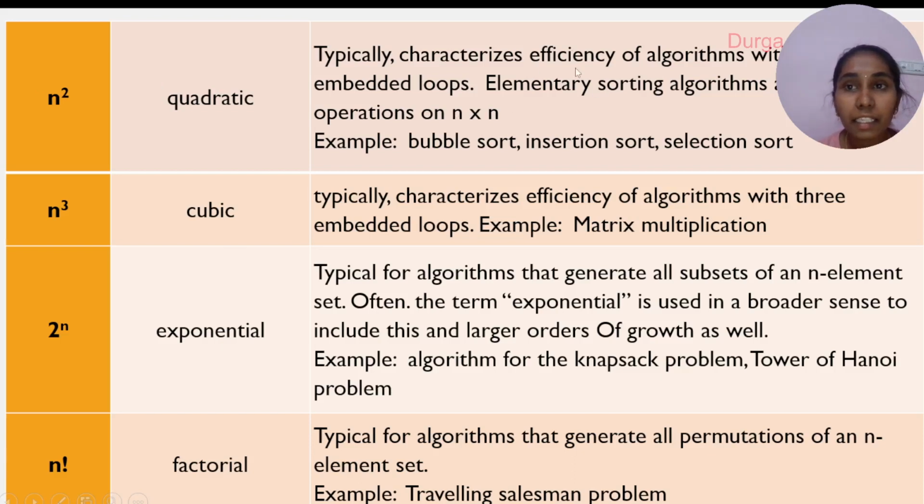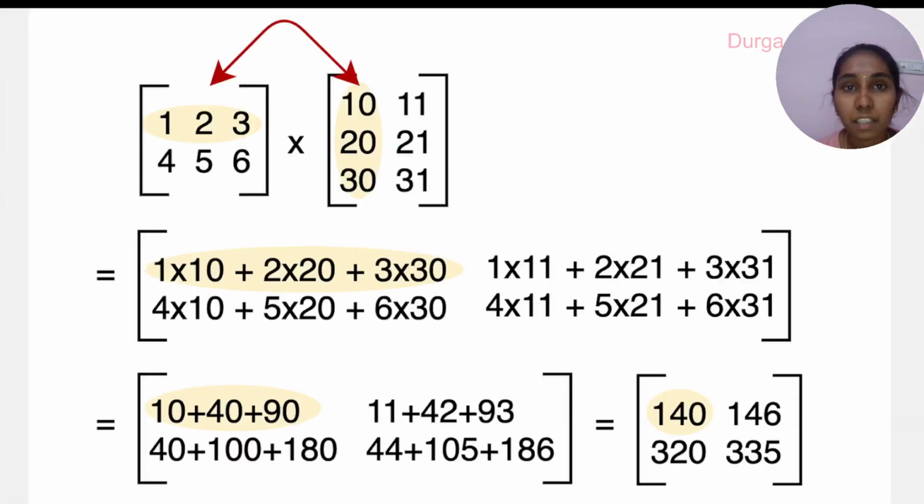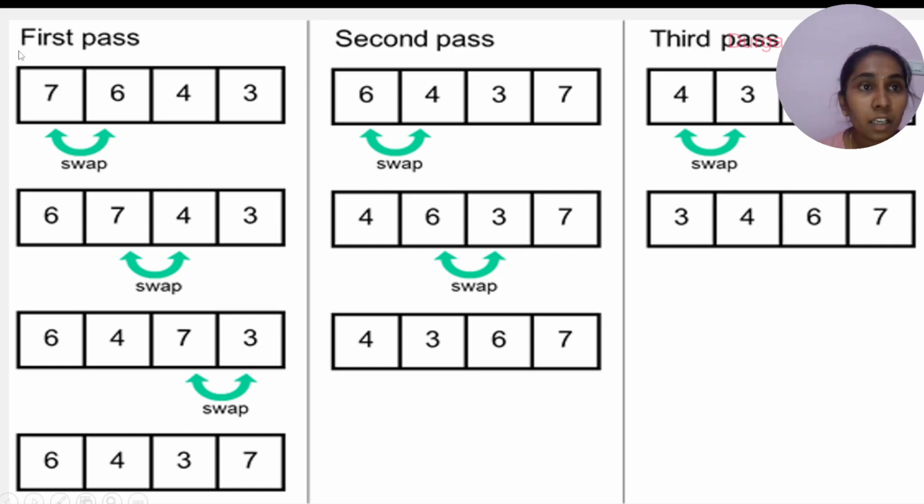So for this, the examples are bubble sort, insertion sort and selection sort. Let's see, it will take n square time. See this one. 7, 6, 4, 3. I think you are aware of bubble sort. So in bubble sort, first it will check two numbers. If the first number is greater than the second number, it will interchange. Next two numbers, if the first number is greater than the second number, it will interchange. Next two numbers, the same.